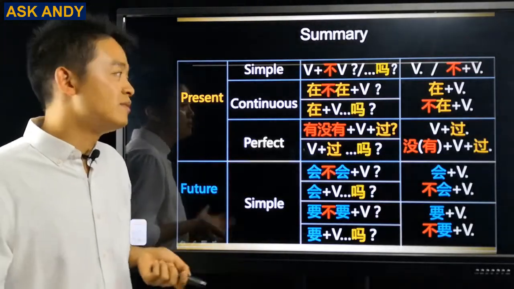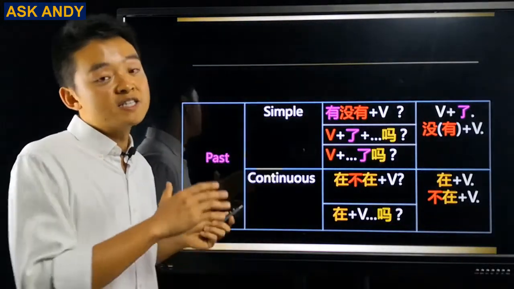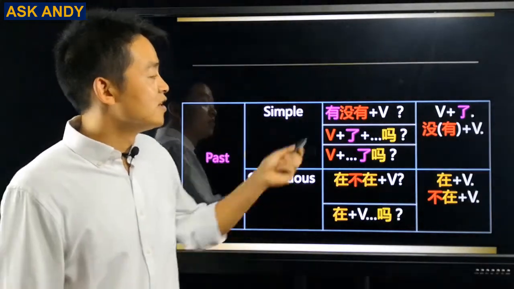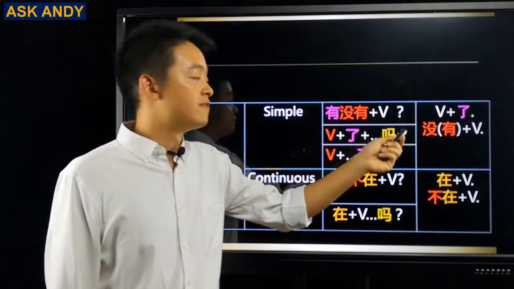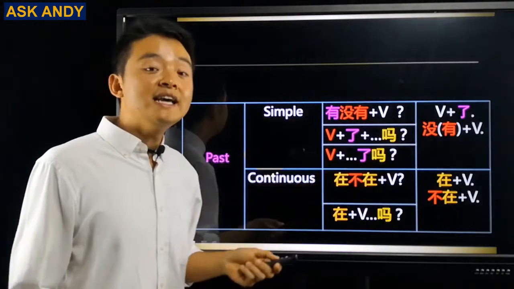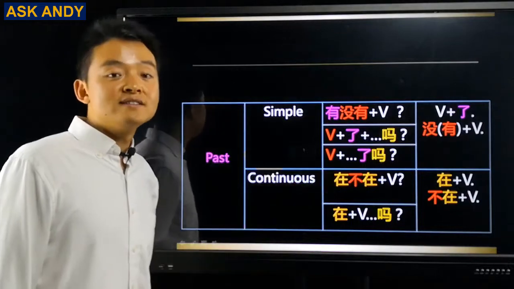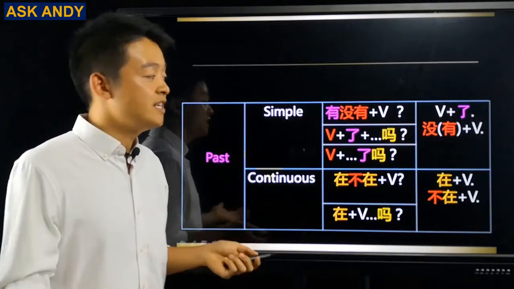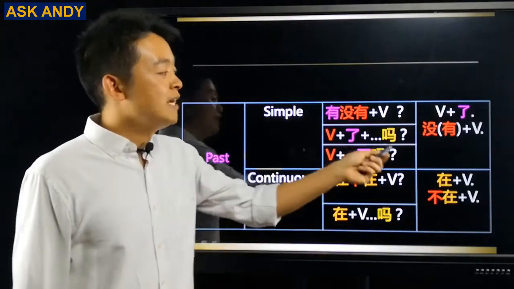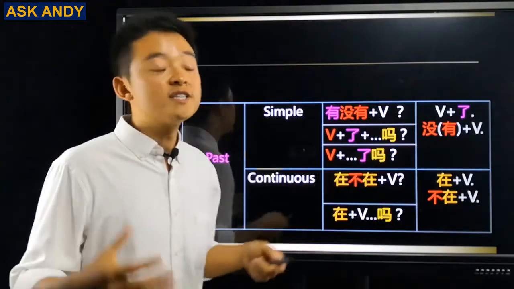These are for present and future tenses. The past tenses, let me do it for you. So for past tense, for simple past tense, you can see it's the most complicated one. We have 3 ways to ask a yes or no question. Number 1 is 有没有 plus verb. Number 2 is verb plus 了 plus ma in the end. And then number 3 is verb plus 了吗 in the end. How do you answer that yes or no question? For yes, you can just answer with the verb plus 了. For no, we can answer 没有 plus verb. Remember, we don't need another 了 there. And the 有 is optional.